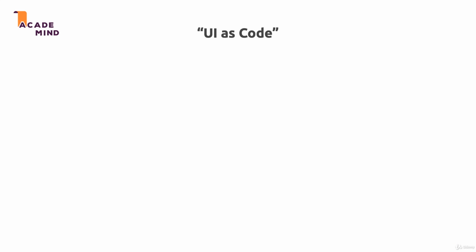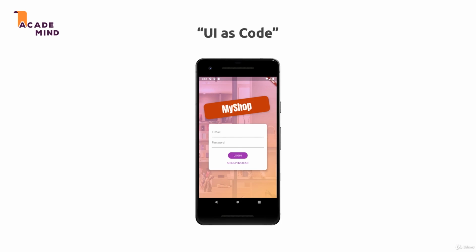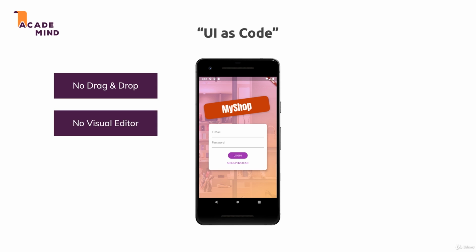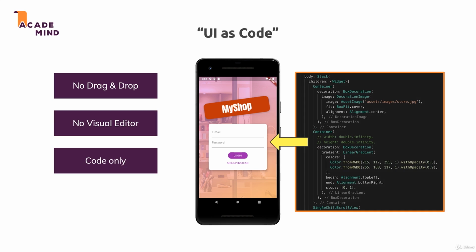Now, this UI as code concept is also important. If you had an application that looks like this here, then, as I mentioned earlier, you don't build it by dragging and dropping elements into a visual editor. You have no visual editor indeed. Instead, you only work in code. The code for this could look like that here. And here you already get a brief preview at how these widgets work and how you structure your entire app with the help of these widgets, how you configure your app with these widgets.